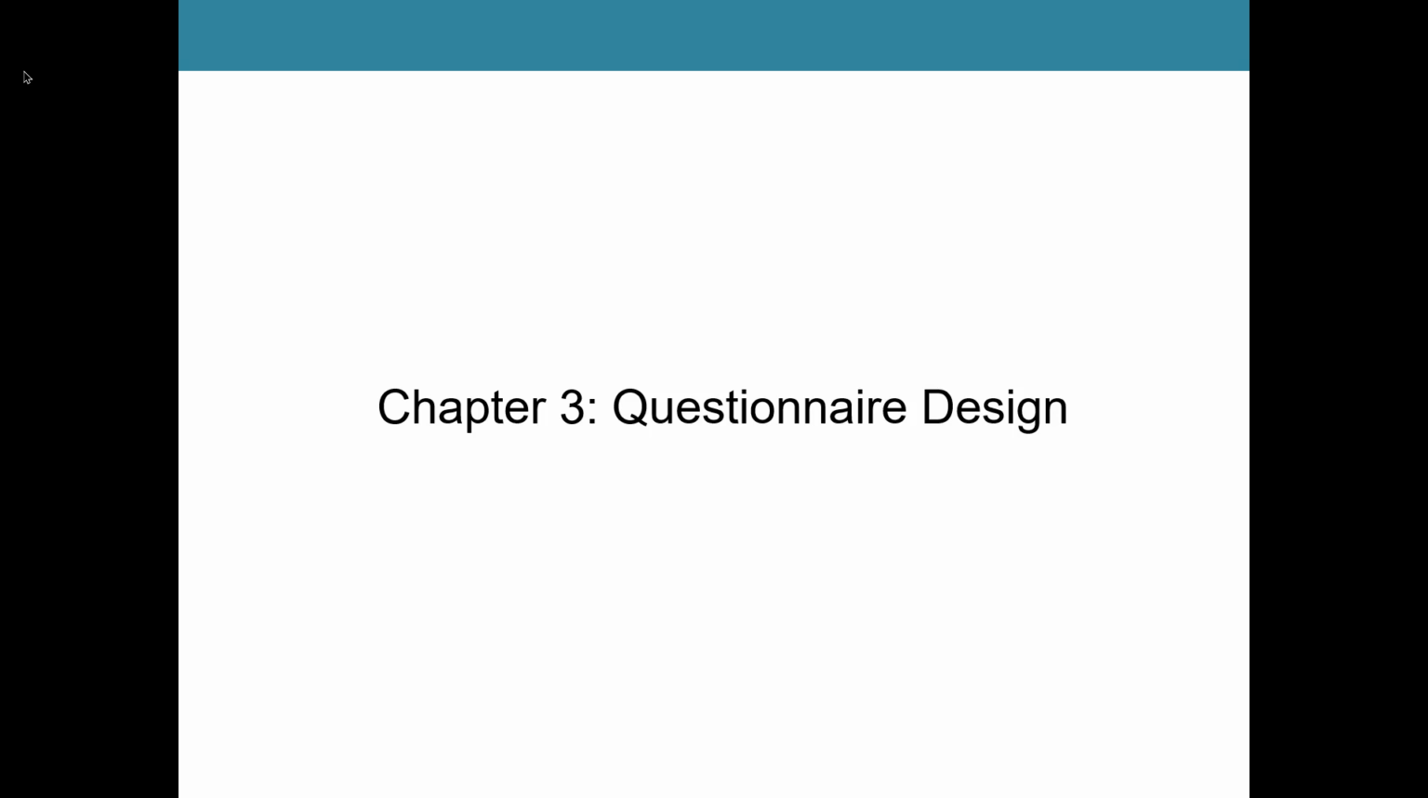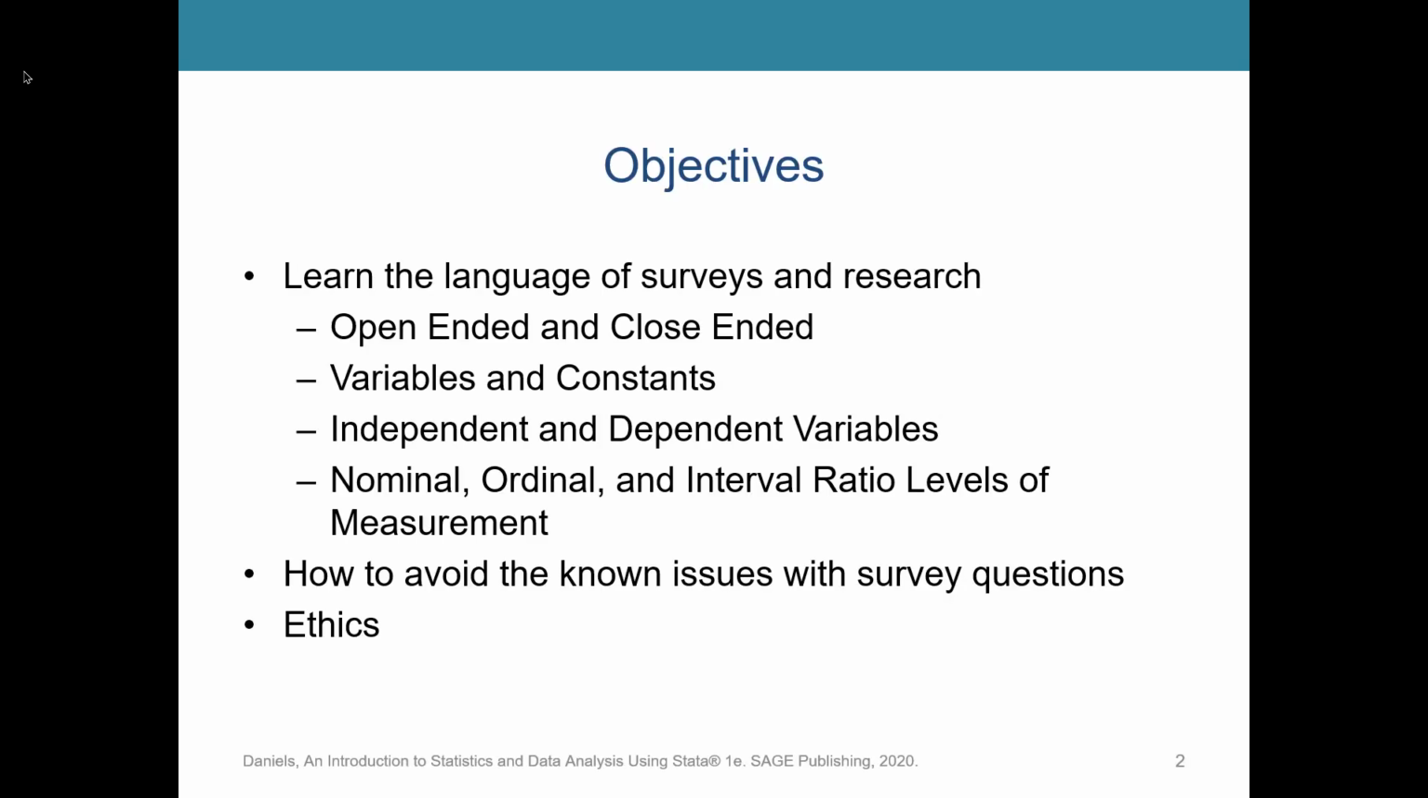Okay, we're going to be looking at some information from Chapter 3 of our textbook, and we're going to really zone in on questionnaire design. The objectives for this unit are to learn the language of surveys and research. So at the end of this lecture, I definitely want you to know the difference between open-ended versus closed-ended questions, the definitions of variables versus constants, independent and dependent variables, and nominal, ordinal, and interval ratio levels of measurement.